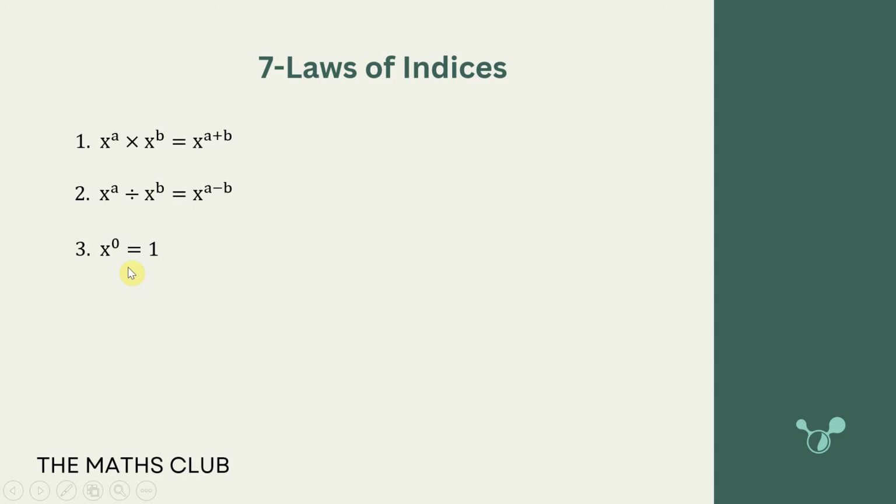The third rule is saying x to the power of 0 is equal to 1. That means anything raised to the power of 0 is equal to 1. How do we know that this is true?